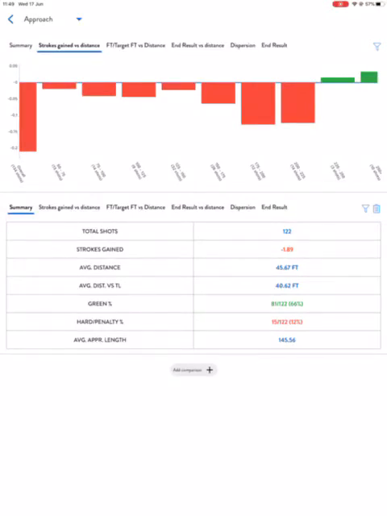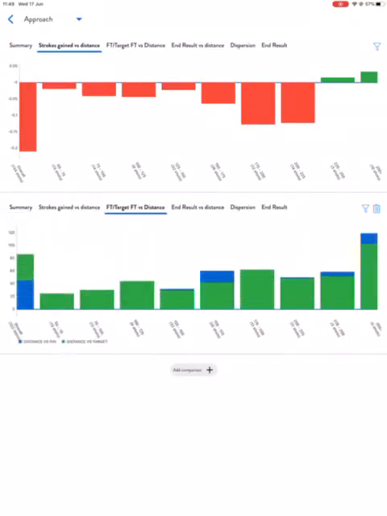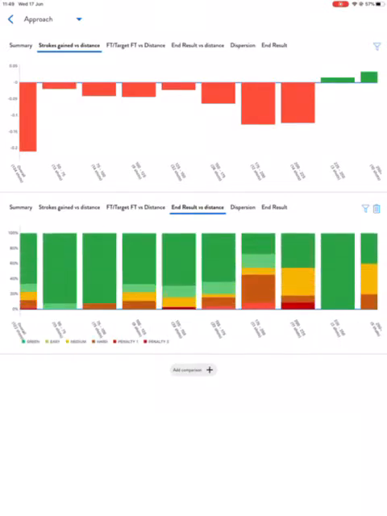We can then look at different things underneath, so for example, the footage via the pin versus the target, and the end result. So again, if we look at this 175 to 225 range, you'll see on the graph at the bottom, very low green percentage in the 175 to 200 range, and a high amount of hard and penalty misses in those categories. So I know that is why those numbers are high.